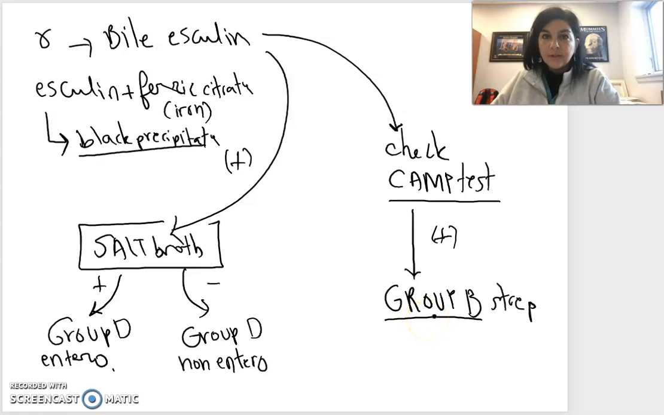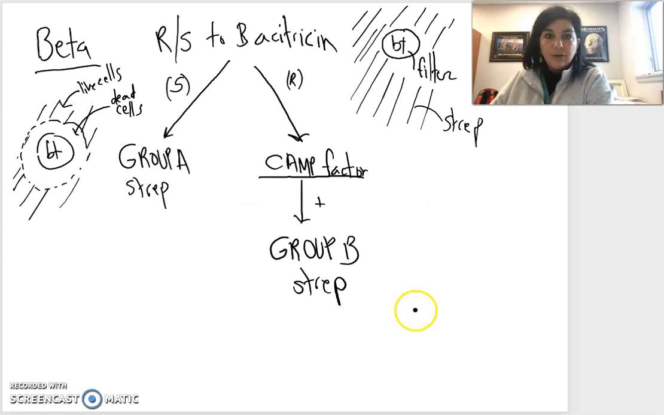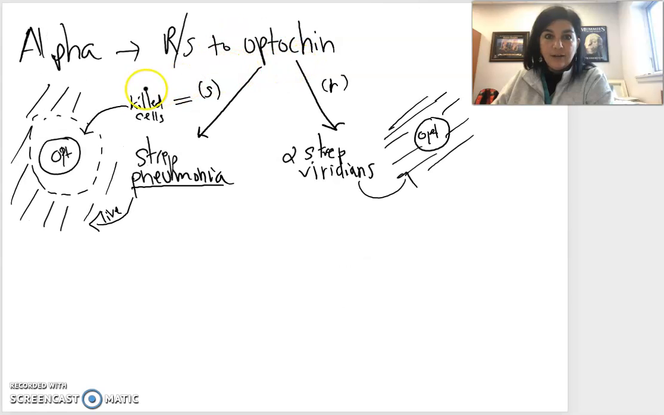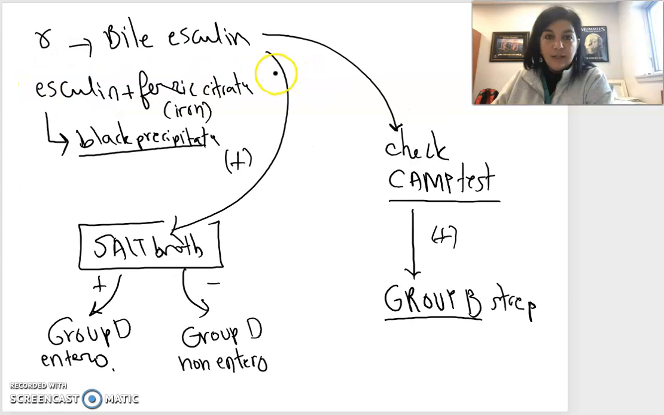So that's it. Determine the type of hemolysis first, and then depending on the type of hemolysis, you have either a test with an antibiotic called bacitracin, or if you're alpha hemolytic, we will test you on optochin, and if the strep is gamma hemolytic, we'll do bile esculin, growth in bile esculin, and see what the results of that will be. And that's it.